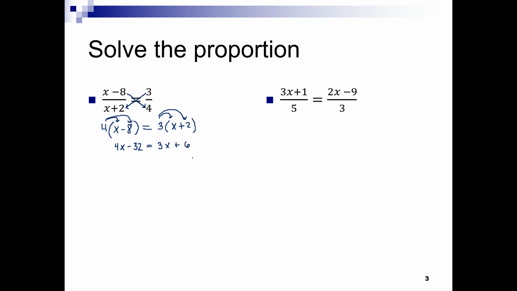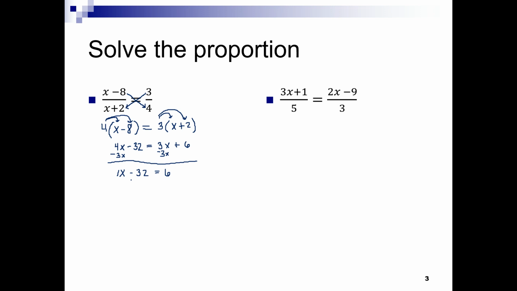Again, I'm reviewing those equation solving skills from the previous week, which told me to gather my variable terms using addition and subtraction. So I will subtract 3x, doing the opposite on both sides. On the left, 4 minus 3 is 1, so I have 1x minus 32 is equal to 6.